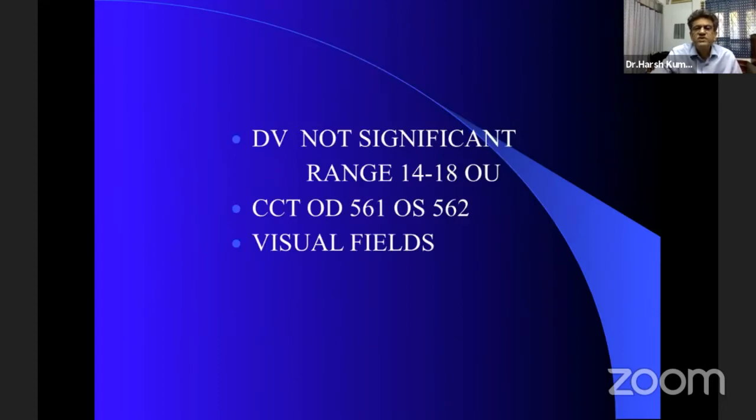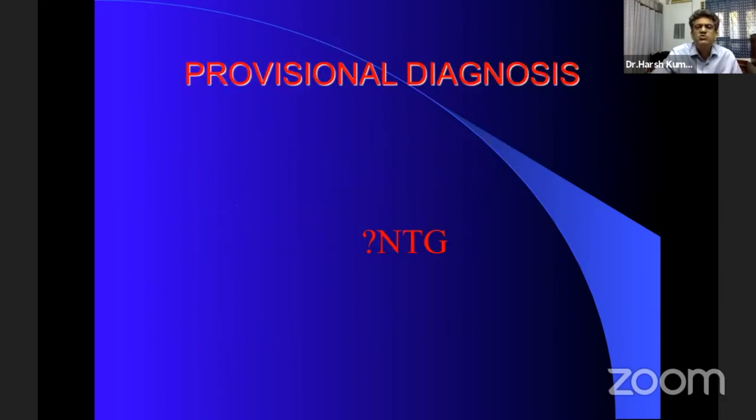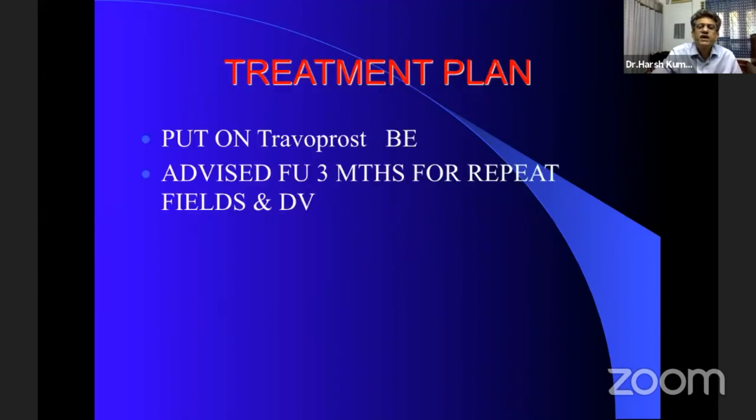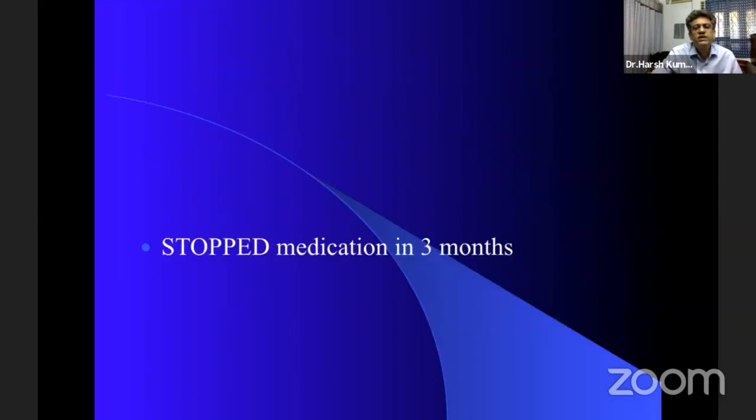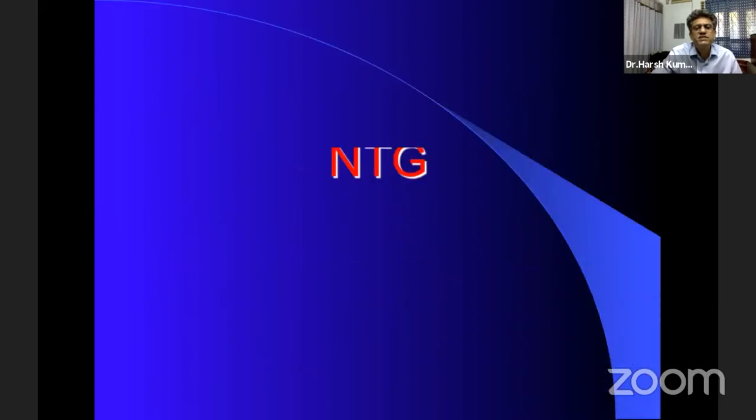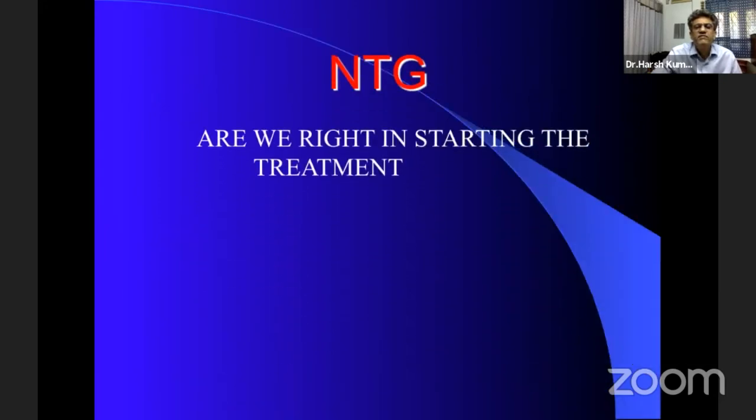All the pressures and the diurnal variation were normal. The CCT was okay. So what are we supposed to do? We put the patient on medication, making a provisional diagnosis of NTG, and called him after 3 months. What happens after that is that the patient walks in after 2 years, he stopped the medication in 3 months, everything is stable. And we were wondering whether we were right in starting the treatment or the patient was right in just observing himself.